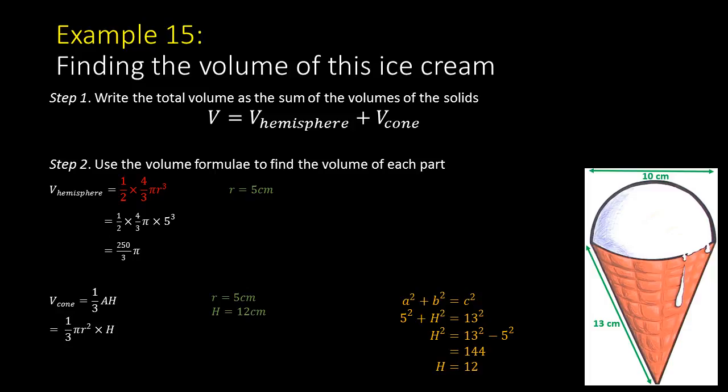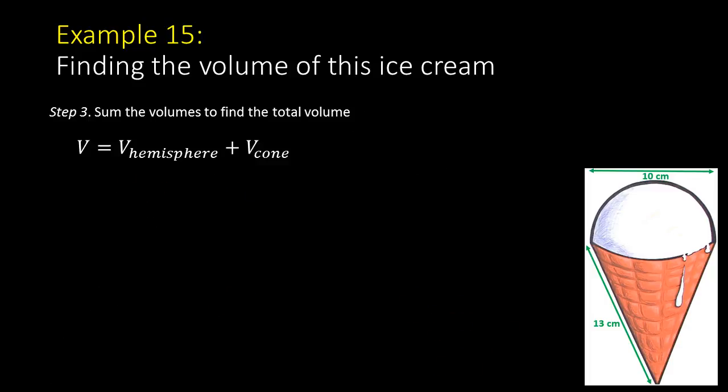Okay, so the radius is 5 again, and our height is 12. So the rest of it's pretty straightforward. Sub it in, and we get that it's 100 pi. So now that we've worked out the volume of the hemisphere and we've worked out the volume of the cone, the final step is really straightforward. Just sum the volumes to find the total volume. Okay, and this is where we can write out our answer as a decimal and round to 2 decimal places.